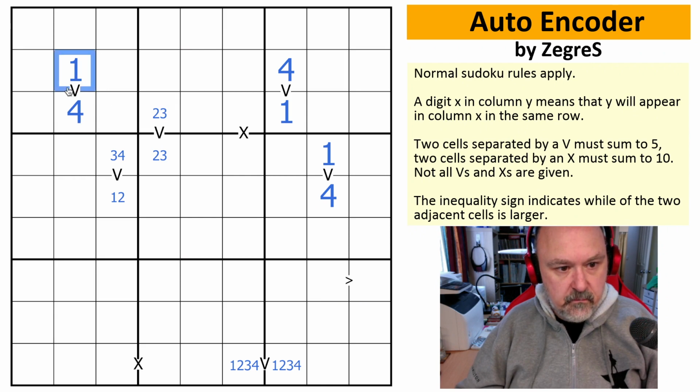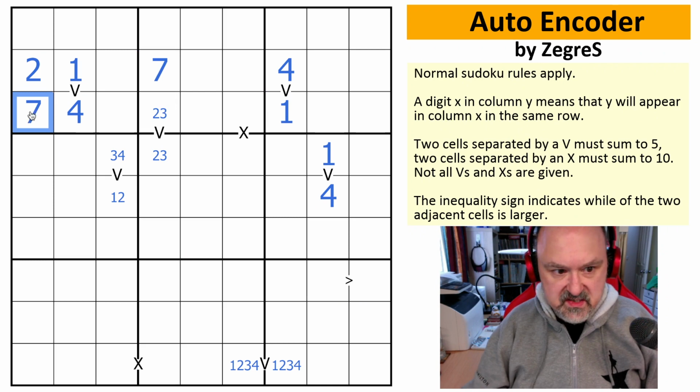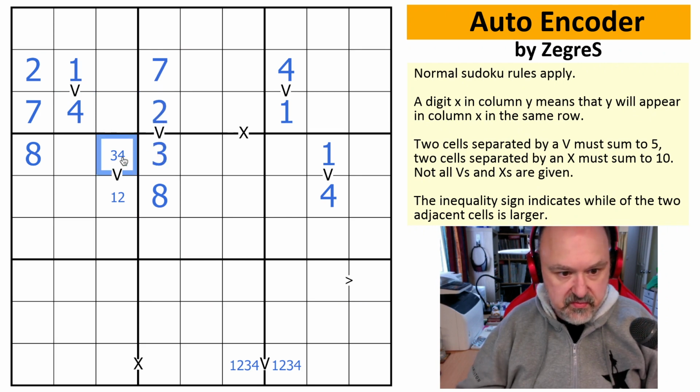That 1 is now saying that 2 is in column 1. I may have missed a few of these. Yeah, I have. That 4 is saying 7 is there. That 1 is saying 7 is there. That 1 is saying 8 is there. That 4 is saying 8 is there. This 4 is now saying 2 is there, so that becomes 3, that becomes 4, and that works because they're pointing at each other. This becomes 1, which puts 3 there.